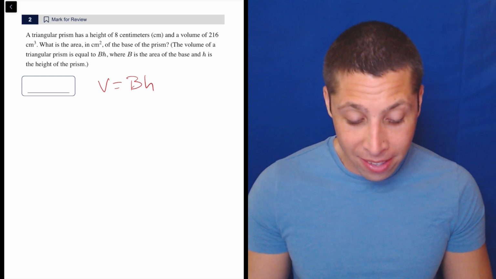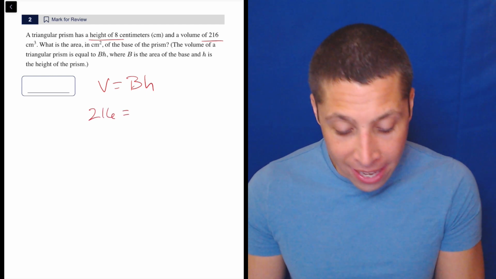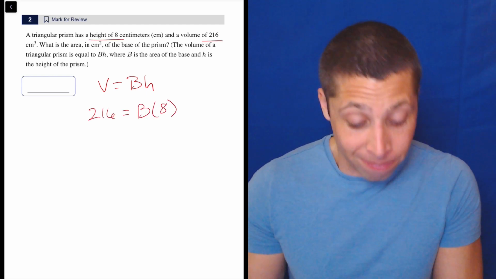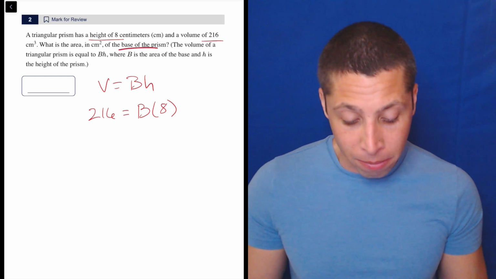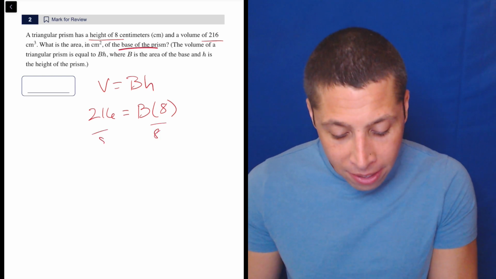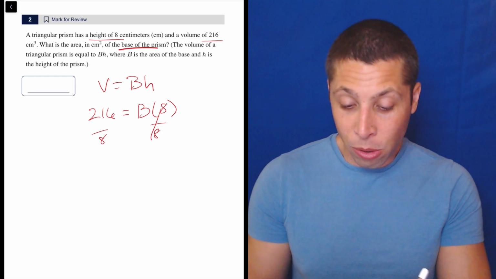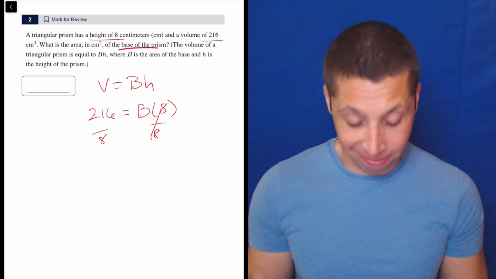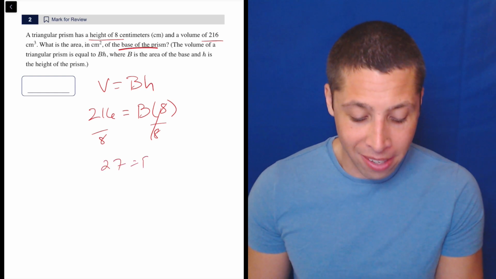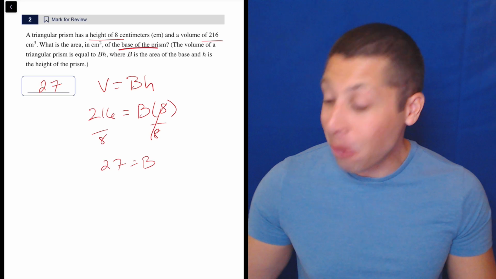Do they give me any of these things? Well, they say the volume is 216. They say the height is 8. So do they want the B? Yeah. What is the base of the prism? Literally just divide by 8. I'm just going to use a regular calculator here: 216 divided by 8 is 27. 27 is B. 27 is the answer. There's nothing more to it.